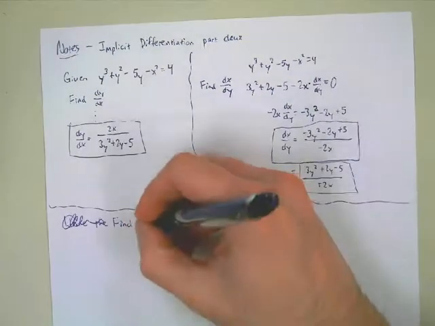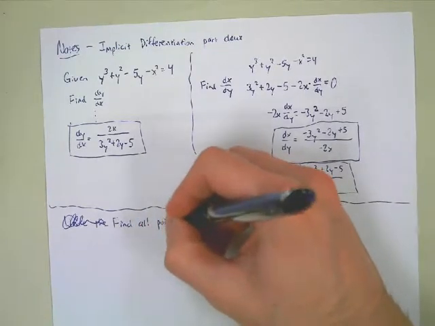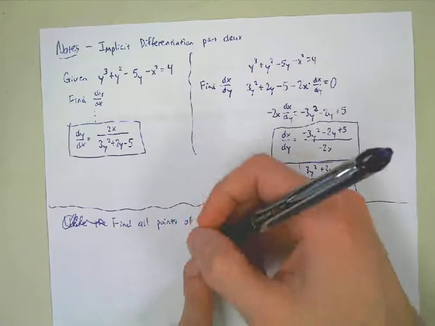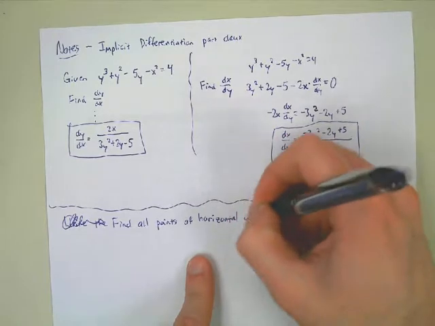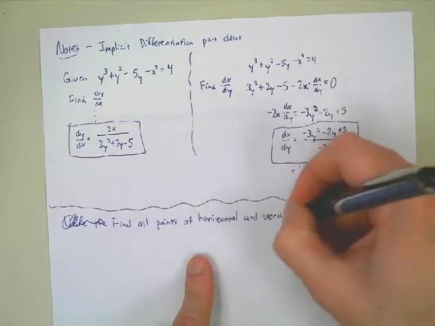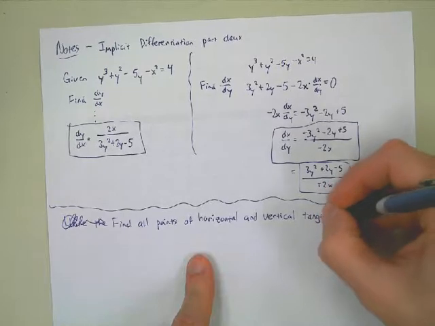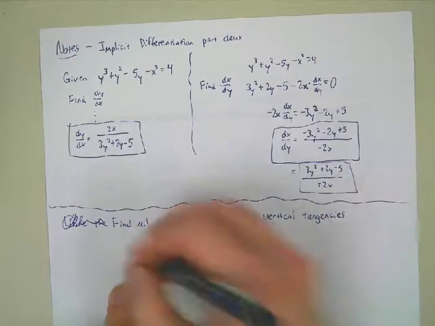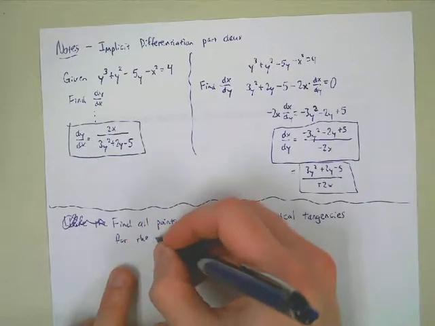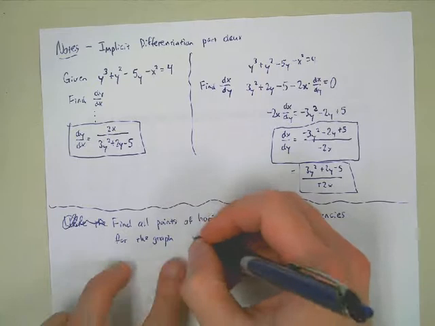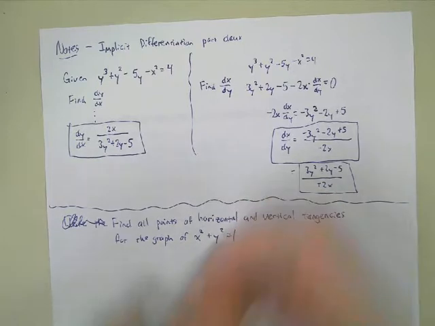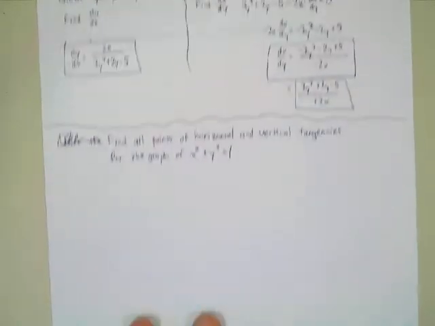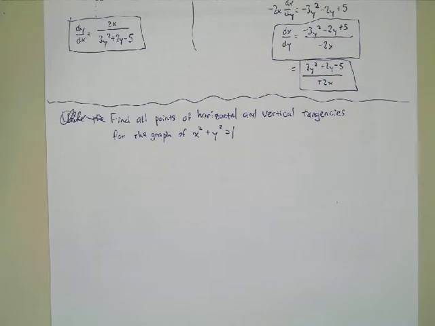Find all points of horizontal and vertical tangencies for the graph of x squared plus y squared equals 1. All right, so find all points of horizontal and vertical tangencies for the graph of x squared plus y squared equals 1.